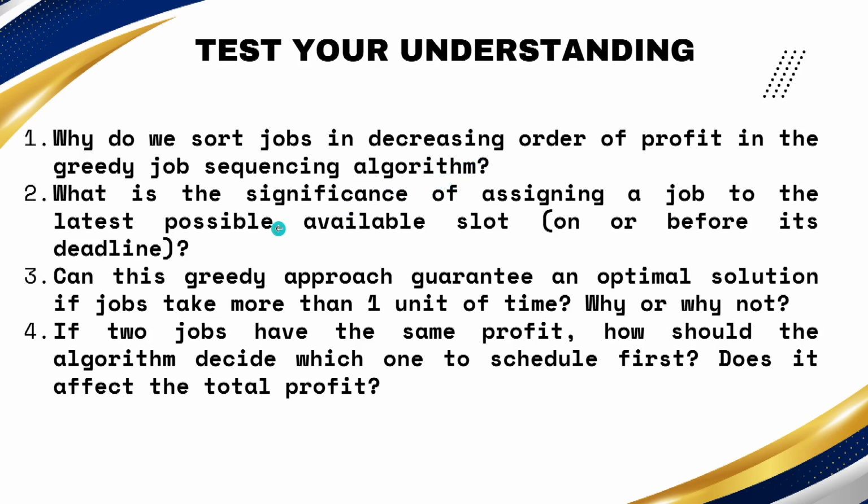And what is the significance of assigning a job to the latest available slot? Say for example, let us assume that I take up a job whose profit is 25, and that is the maximum among the available profits. So naturally that is the first process for which I am going to allot the slot. And let us assume that the particular job has to be completed before 3 o'clock, and I have slots like 0 to 1, 1 to 2 and 2 to 3. In that case, I will be allocating that particular job to the slot between 2 and 3 to ensure that it gets completed before the deadline.